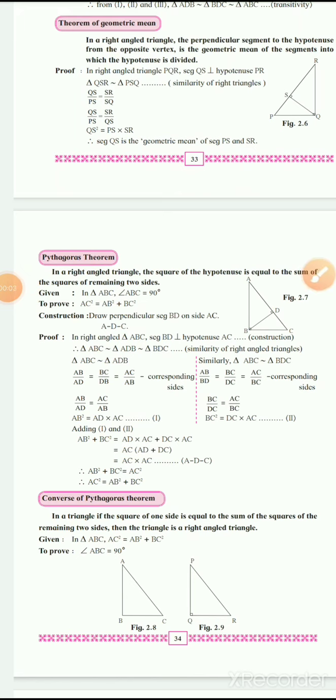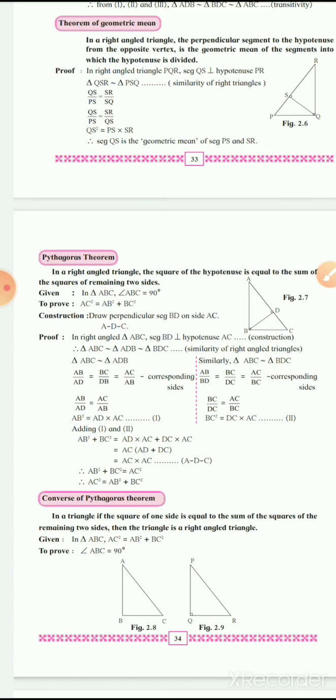So here both the two triangles formed are similar to the original triangle and to each other also. So triangle ABC is similar to triangle ADB, and also triangle ABC is similar to triangle BDC. Here the reason is similarity of right angled triangles. So first of all we have to take the first two triangles, means triangle ABC similar to triangle ADB.